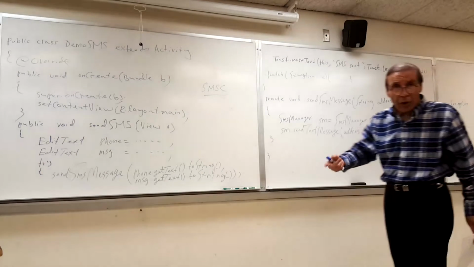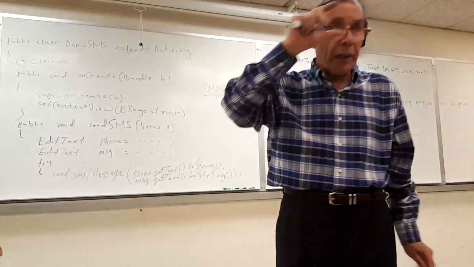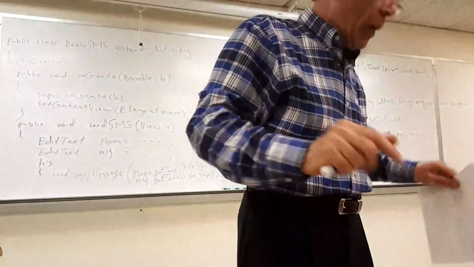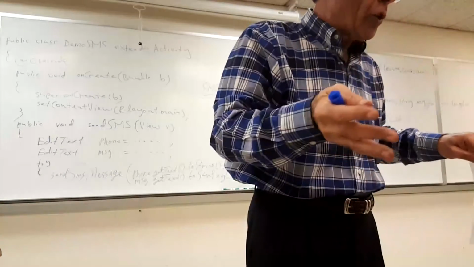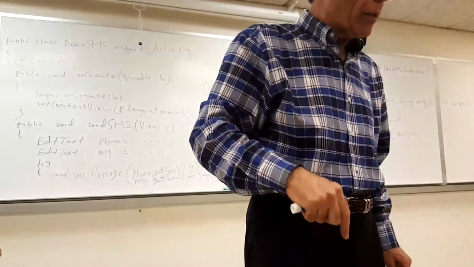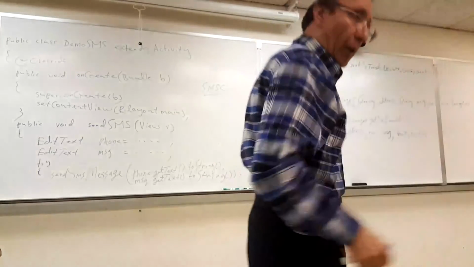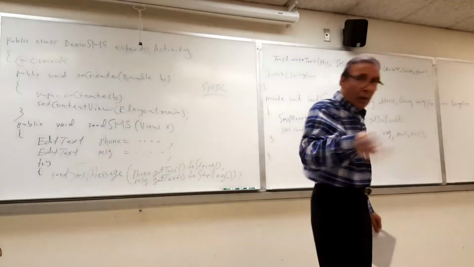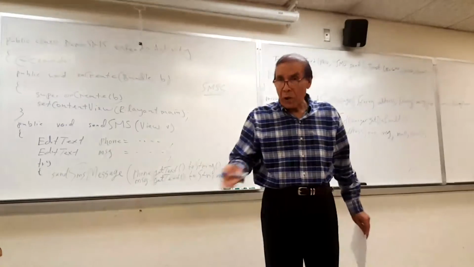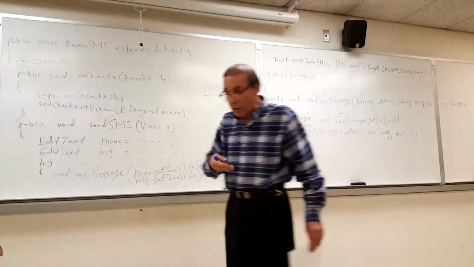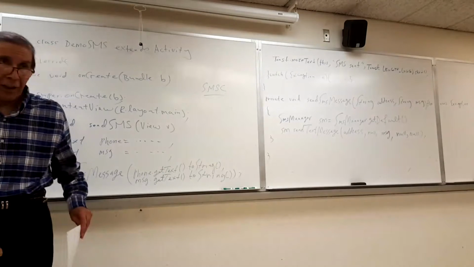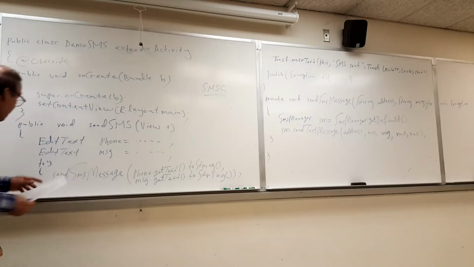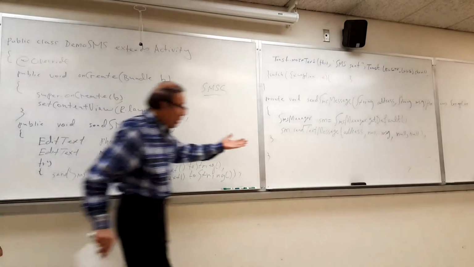So when you run this program, two edit texts are going to pop out on the screen. You're going to type the phone number. You're going to type the message. That's it. The SMS is ready and it will be sent. God knows if it's going to be delivered, but it's going to be sent, because we don't have any error checking here, right? And as you see, even the try and catch, I just put nothing there.